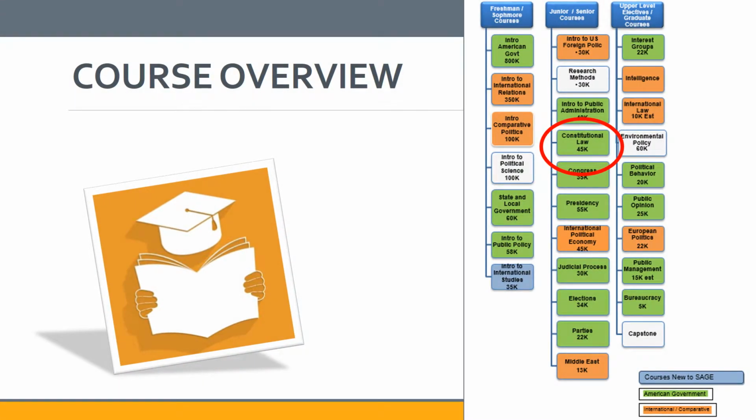Okay, the course. So who takes this course? Where is it found? As you can see here, this is a junior senior level course. About 45,000 students a year take this course. So it is definitely one of the larger courses that you will sell into. You're going to find this course at pretty much every well-established political science program. And because it's a pretty hefty course, it is predominantly majors that are going to take this course.